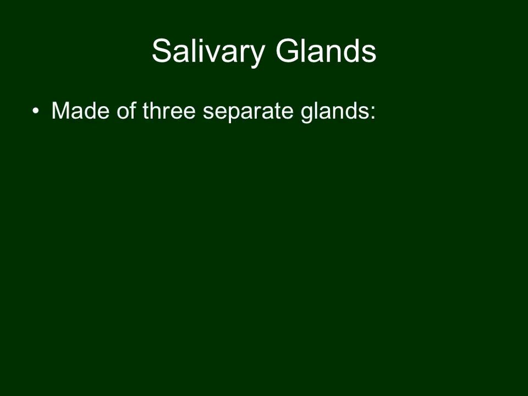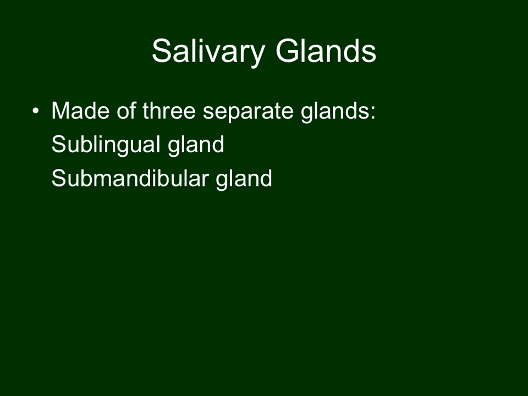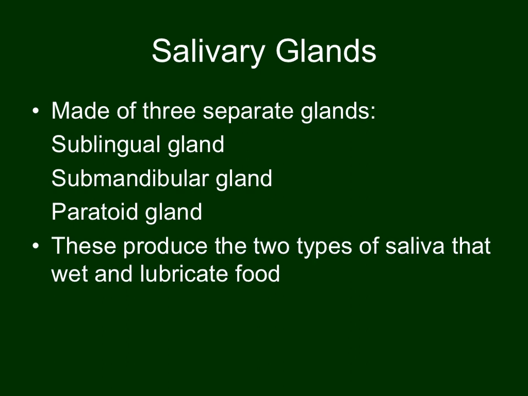And there are actually three different salivary glands. There is the sublingual, which if you think of where the lingual tonsil is, it's kind of towards the back. The submandibular, which the mandible is your jaw, so it's actually within your jaw itself. And the parotid gland. Now, the combination of these three glands produce the two different types of saliva that both wet and lubricate the food. So we have the watery type that wets down the food and the mucousy type that actually forms the bolus.